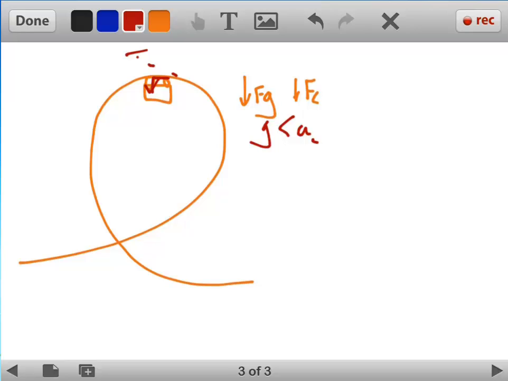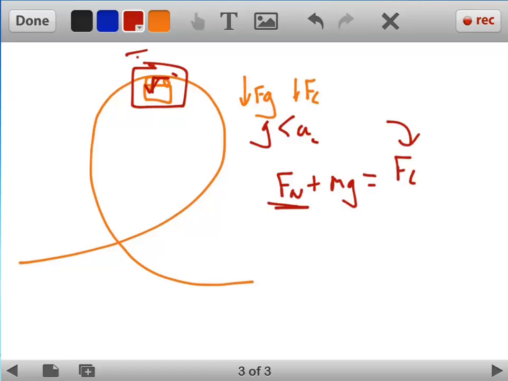So if I wanted to know the speed at which that happens, the minimum speed, basically what I'm saying is if we look right there, instead of tension now it's the track exerting a normal force. I have the normal force plus mg is equal to Fc, right? And basically what we're saying is this force has to exist because the centripetal acceleration over here has to be greater than gravity over here, which means we have to add a little bit to it.